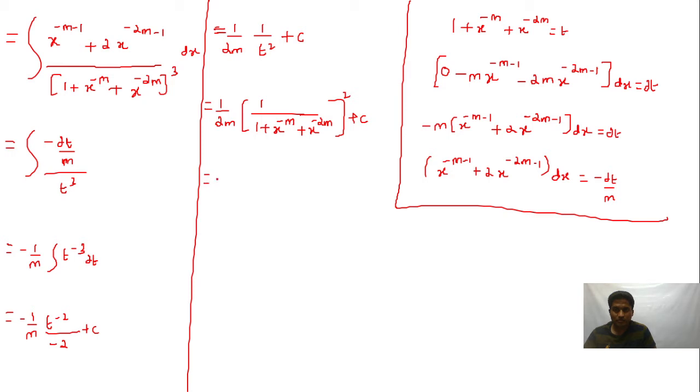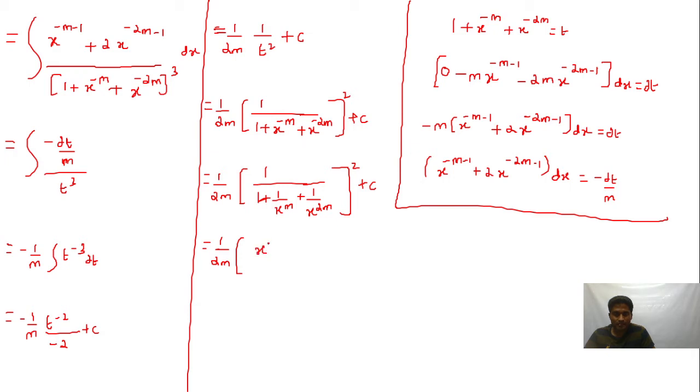So this is 1 by 2m. 1 divided by, this is 1 plus 1 by x to the power of m plus 1 by x to the power of 2m, and then this whole square, plus c. I take x to the power of 2m as the LCM and shift it to the numerator. I skip one step, directly I'll do it.